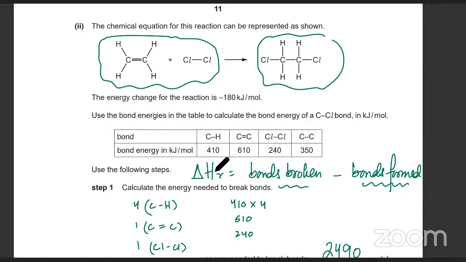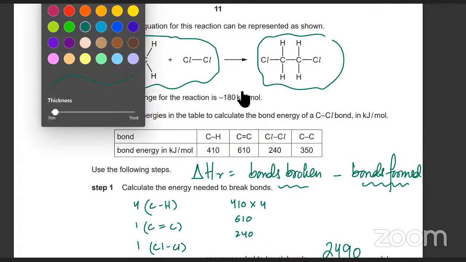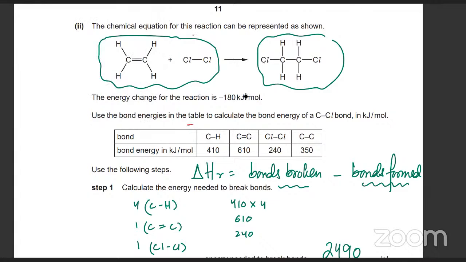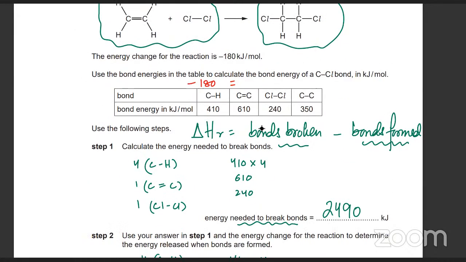Now in this question, he gave you the overall value, which was given as minus 180, right? So the enthalpy of the reaction was given as minus 180, delta H of the reaction. Bonds broken, you calculated that as 2490, minus bonds formed, the energy release, which is not given. So what is this value, by the way?